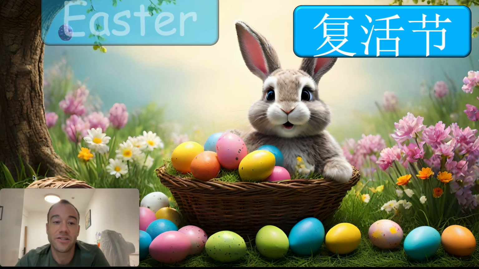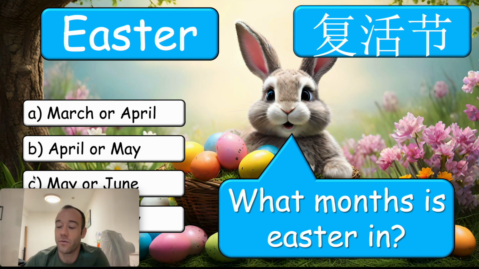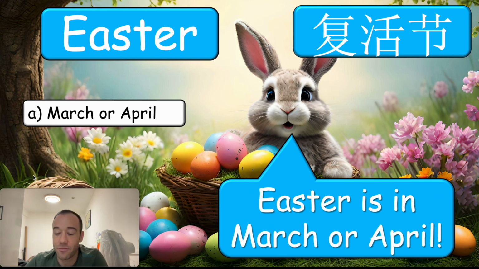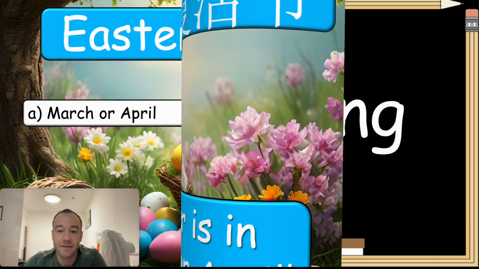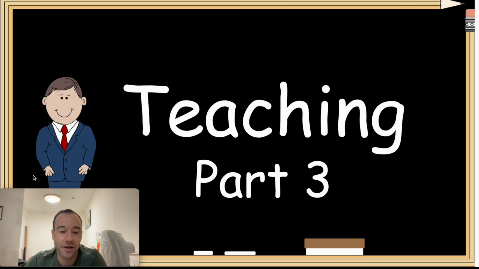And the last one is Easter. Easter is one of those holidays that falls in different months, not on different months, in different months. I was going to say on different days. That would also be right. Every year. Okay, so it should be March or April. Okay, and then we go to teaching part 3.